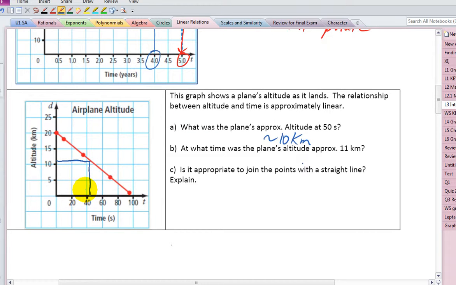Would 40 be marked incorrect? Absolutely. It's definitely not 40. So I would say approximately 41, maybe 42 I'd take. Okay, and that would be seconds. Okay. Is it appropriate to join the point to the straight line? Why?